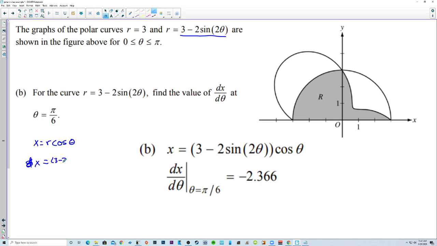So 3 minus 2 sine 2 theta, and then times cosine of theta. And that's what it says right there. Now, we're just evaluating the derivative when theta is pi over 6. Since we can use our calculator for this one, don't take the derivative of it. That's a waste of time. The calculator will do that for you.